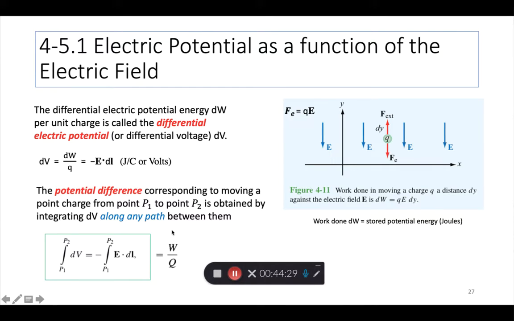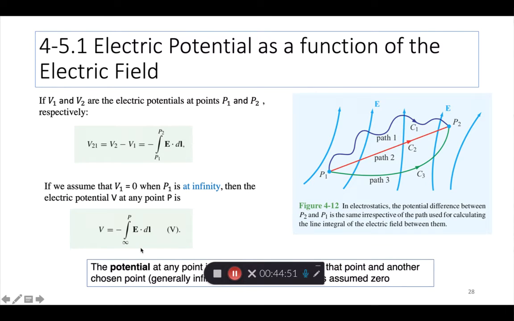And it's also important to understand that this is equal to the work done divided by the actual value of the charge q. This should be small q, but sometimes we use big Q. Okay, so this formula is important, and this is often written as this.